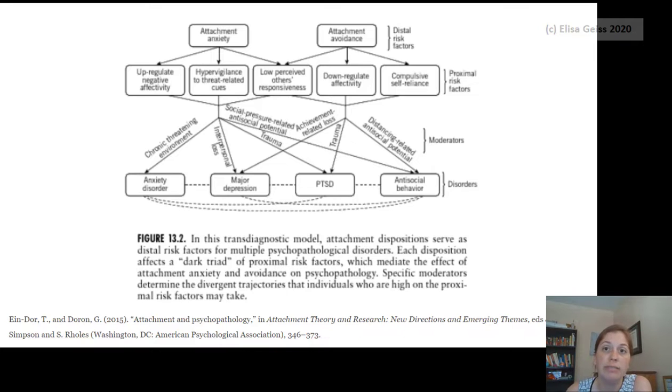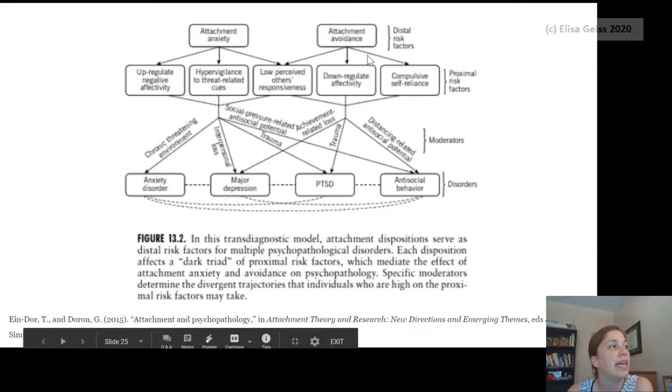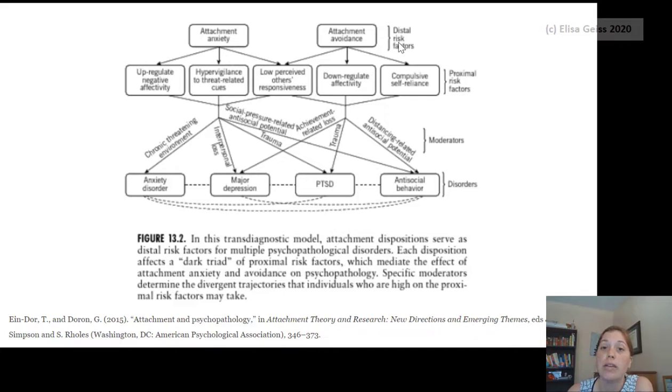This is a very busy schematic, but what it demonstrates is that insecure attachments are risk factors, so that they might cause things like different disorders later on. So in this, if you have a lot of attachment anxiety, you may have a higher level of negative affect, or more negative emotions that you're feeling. And so you might perceive the world as chronically threatening. This may help explain why people develop anxiety disorders.